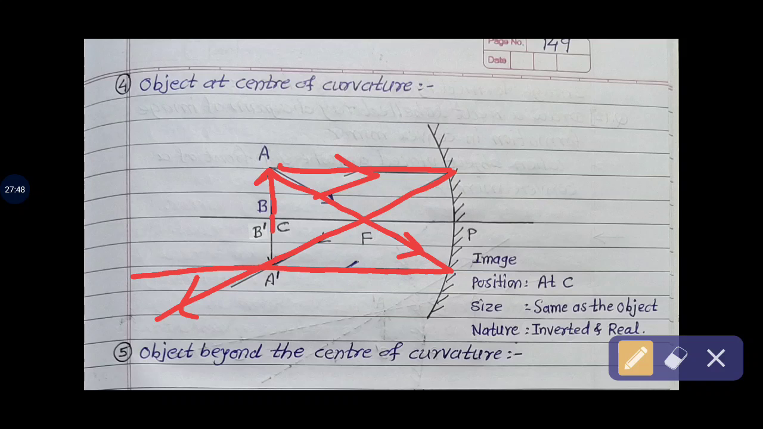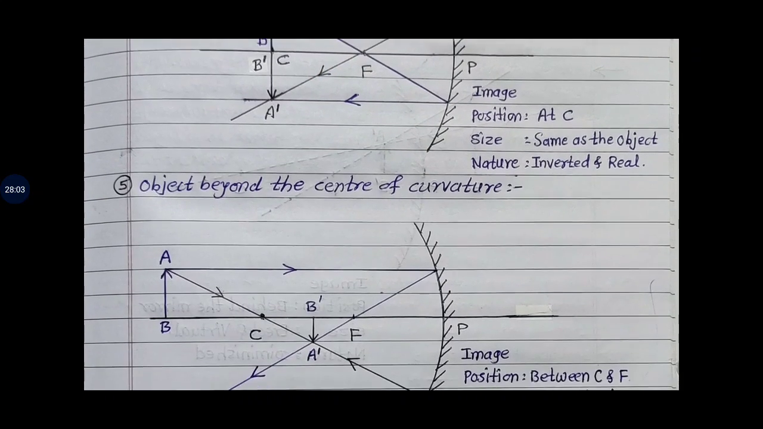Where does the intersection occur? So there the image is formed. So position of image is at the same center of curvature. Size is the same. Check that. Object is of two lines. Image is also of two lines. And nature is real and inverted. Next, fifth one.